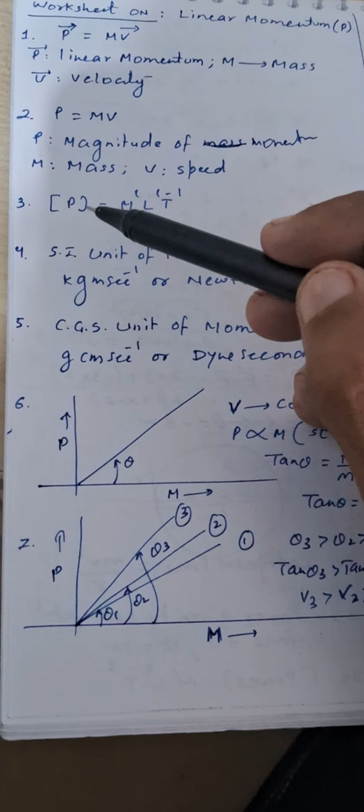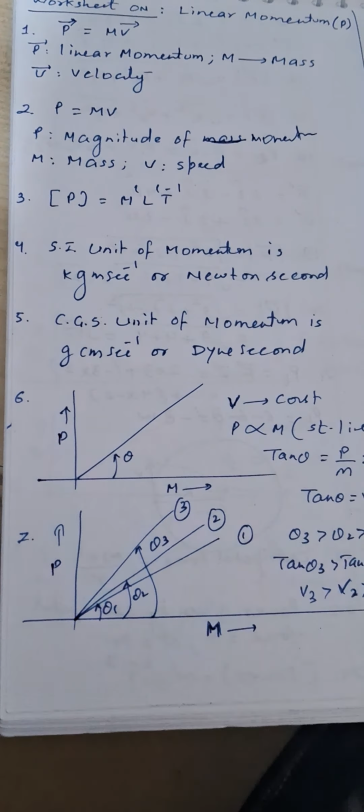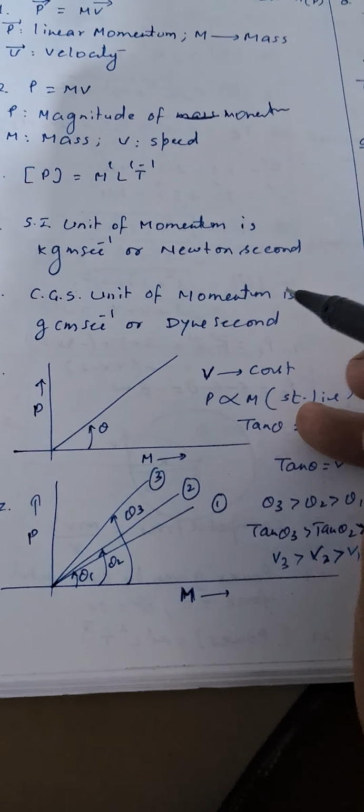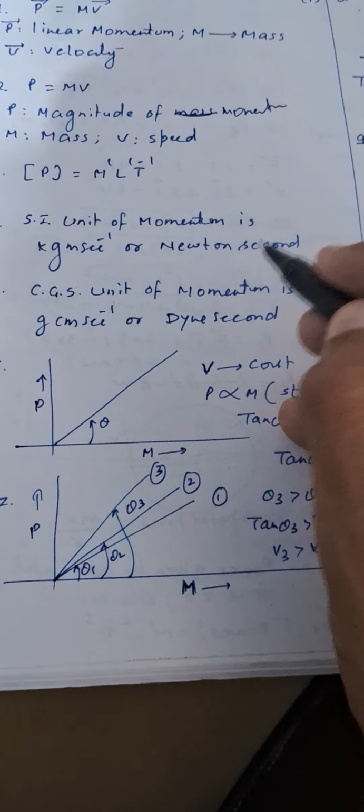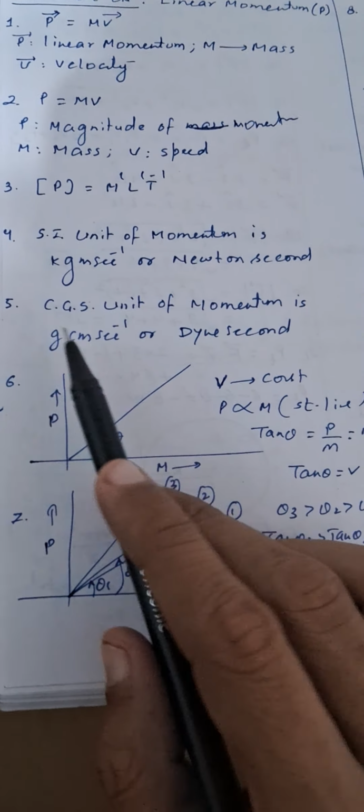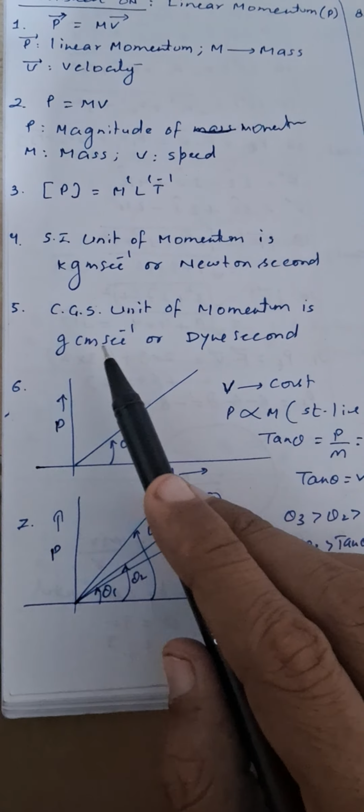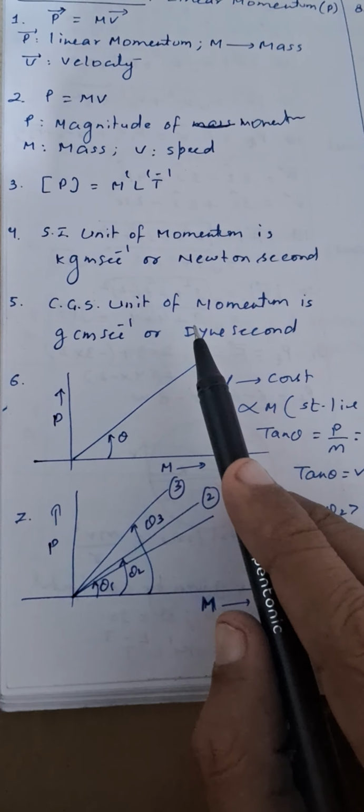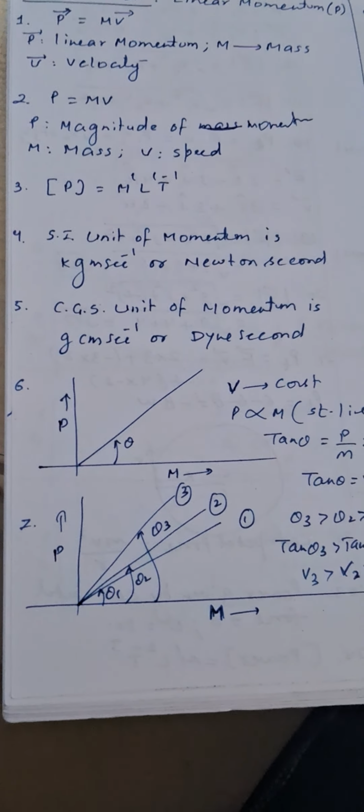Next is dimension of momentum, it is M^1 L^1 T^-1. Next is SI unit of momentum, it is kg meter per second or Newton second, both are the same thing. Next is CGS unit of momentum, it is gram centimeter second^-1 or dyne second.